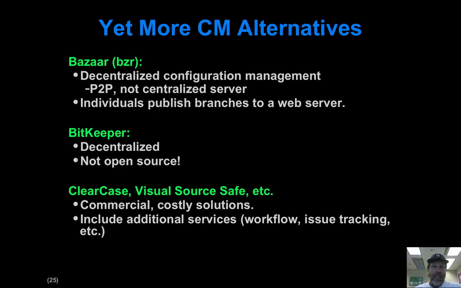There are some other configuration management alternatives out there: Bazaar, BitKeeper, ClearCase, Visual SourceSafe. Definitely take a look at them. Conceptually, they tend to be minor variants of either this centralized scheme, of which Subversion is a canonical example, or distributed configuration management, of which Git is the canonical version.